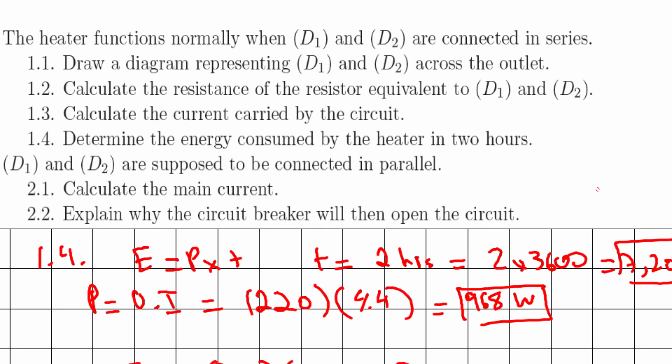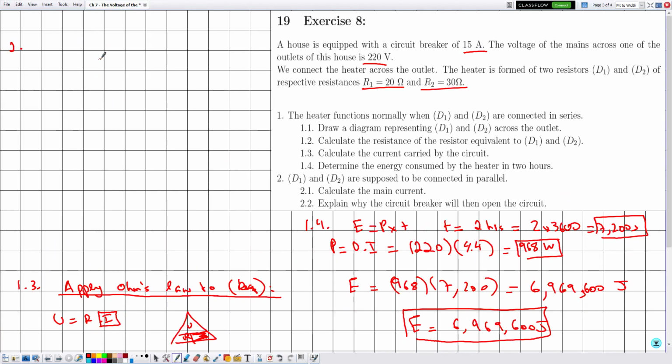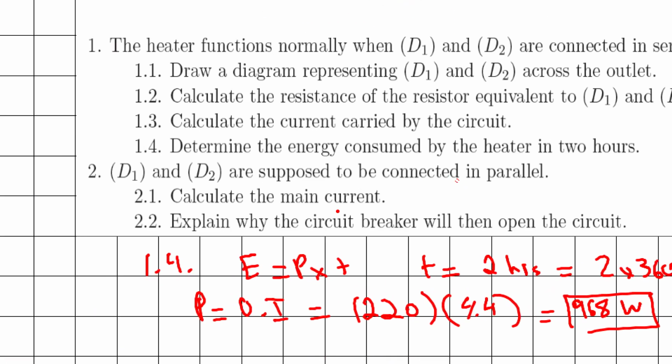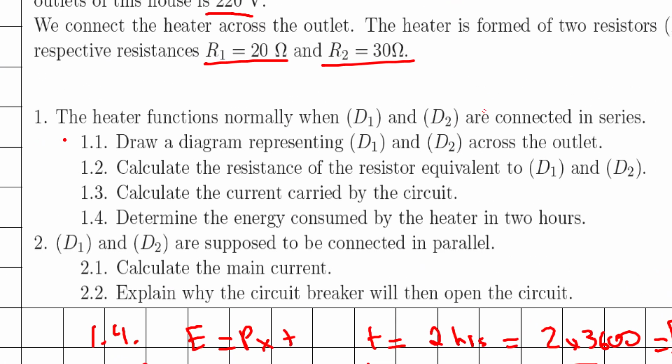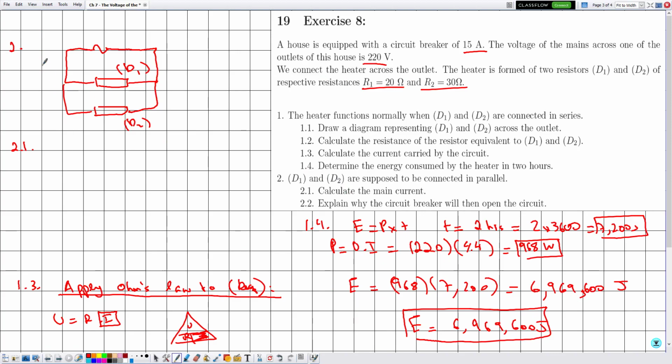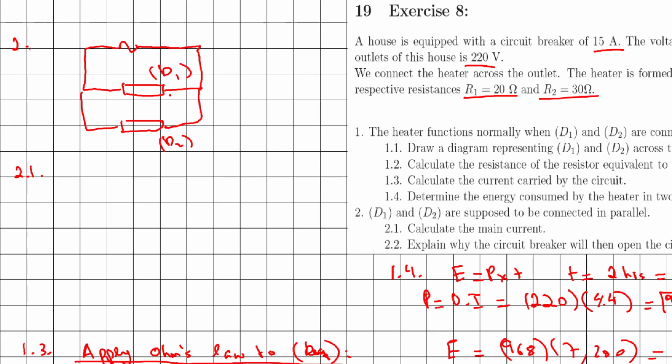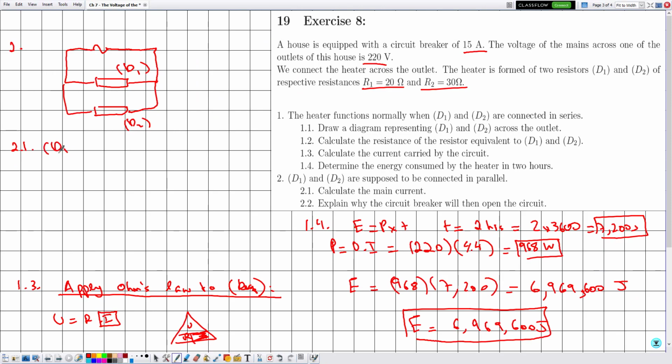Now in number 2, D1 and D2 are supposed to be connected in parallel. So let me draw the circuit again. So this is D1 and this is D2. Now calculate the main current. So if you notice the previous steps, in order to calculate the main current, first we need to calculate the equivalent resistance. Now the equivalent resistance will change because the grouping changed. So D1 and D2 are in parallel.